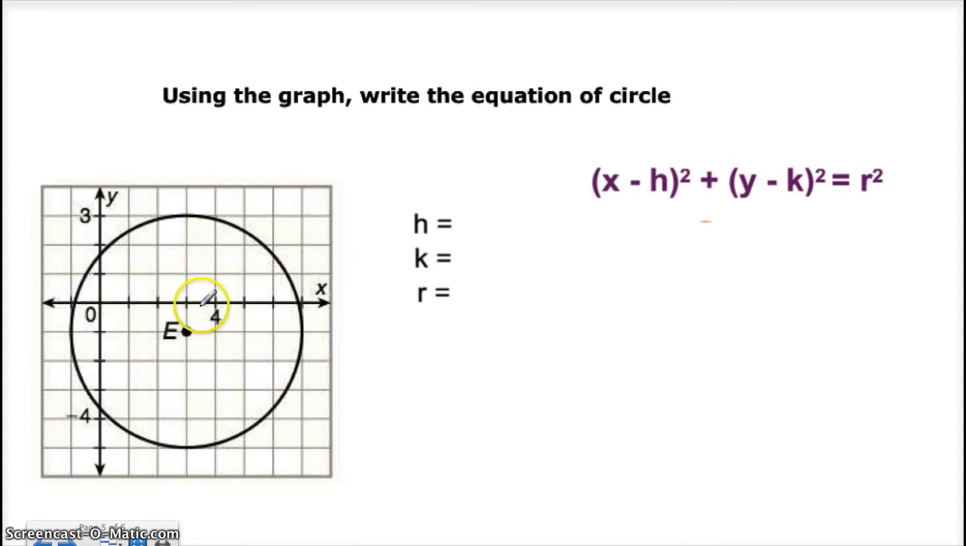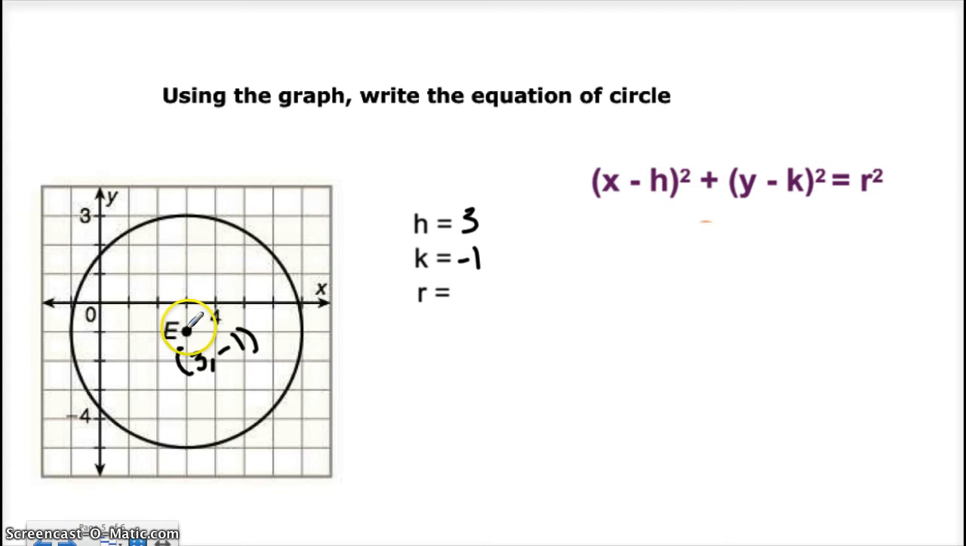All right, let's take a look at this one. Remember, the first thing to do is find the center so we can get our h and our k. So the center is, well, our x is 1, 2, 3, 3. So our y is -1. So this point right here is 3, -1. That's our center. All right? So we'll put our h is 3 and our k is -1.